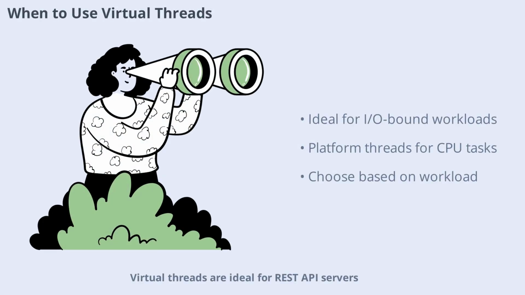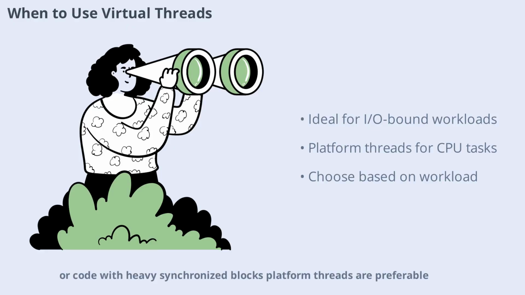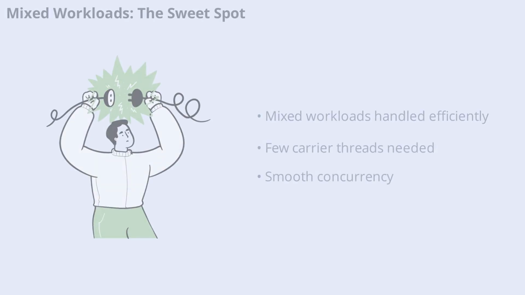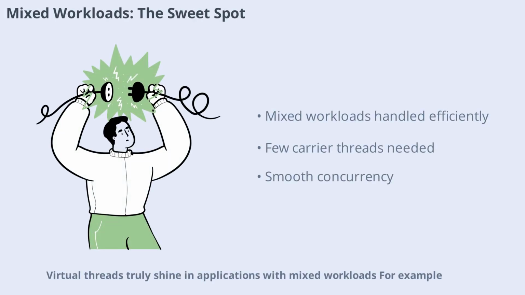Virtual threads are ideal for REST API servers, microservices with external calls, database-heavy applications, file processing pipelines, WebSocket servers, and any scenario with lots of waiting or blocking. For CPU-intensive computations, real-time systems, or code with heavy synchronized blocks, platform threads are preferable. Virtual threads truly shine in applications with mixed workloads.